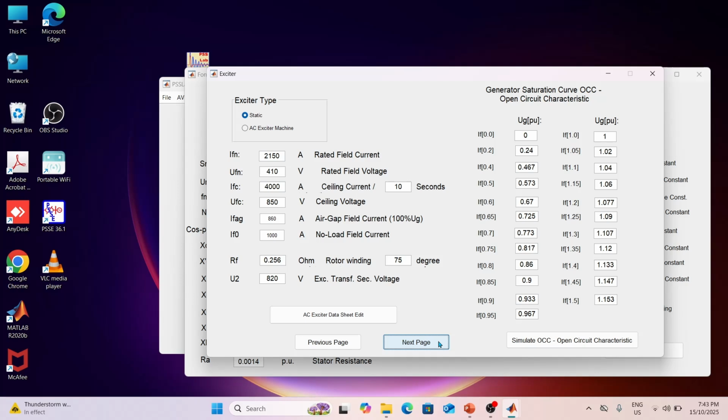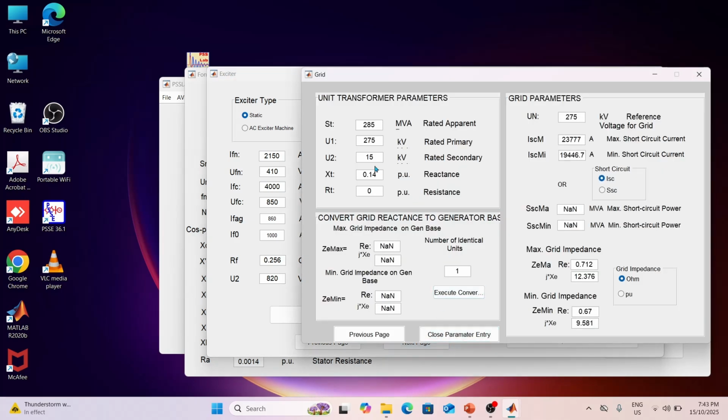Well, we still haven't completed the overview of all parameters, so we click on the next page, and the new form with the unit transformer parameters and grid parameters appears on the screen. The unit transformer parameters include rated apparent power, rated primary voltage, rated secondary voltage, reactance, and resistance.